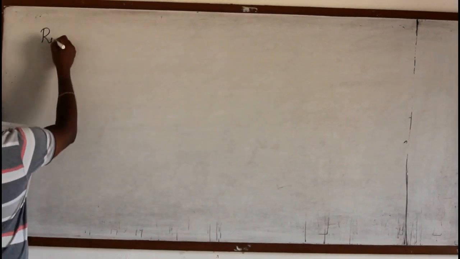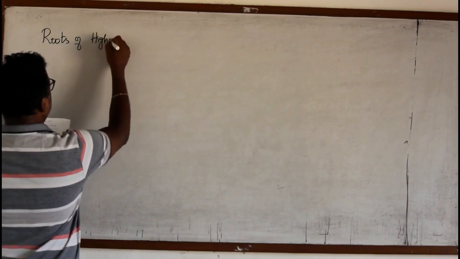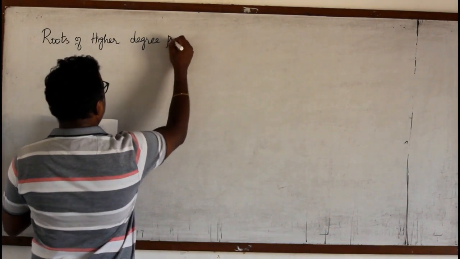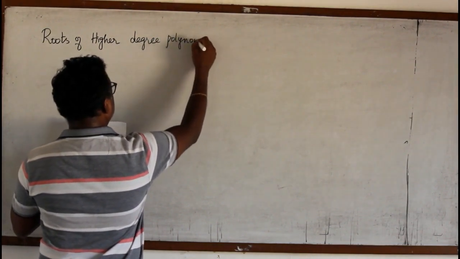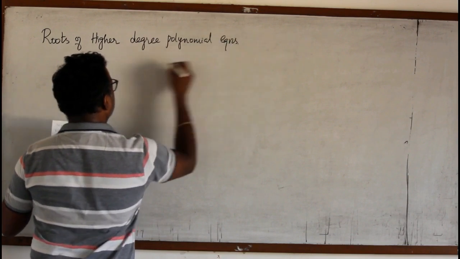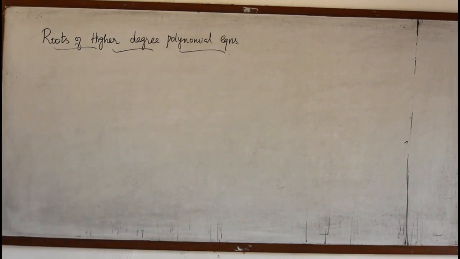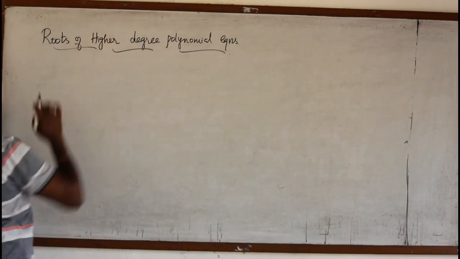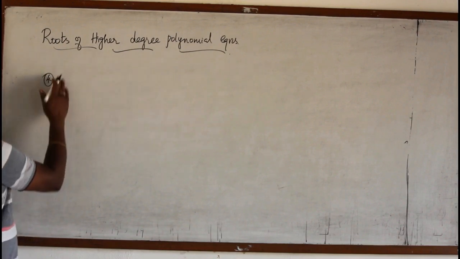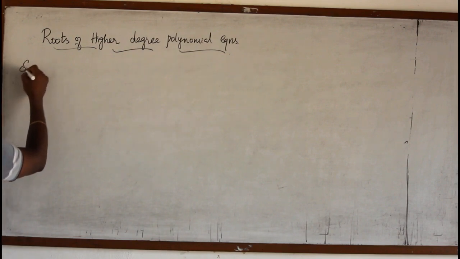Next topic, roots of higher degree polynomial equations. Suppose the degree is more; so far, we did only up to 4. Now if it is more than 4, how to do it? Straightaway, we shall go for an example.